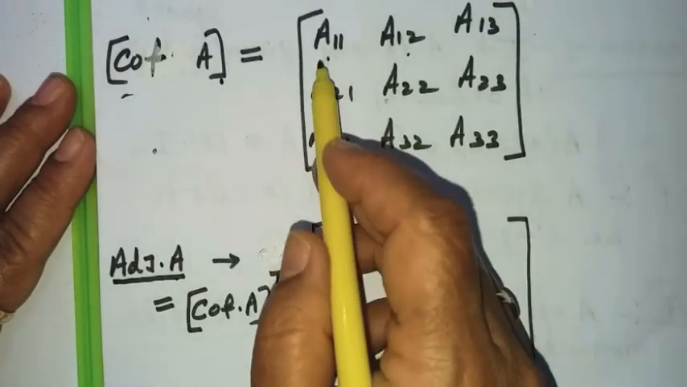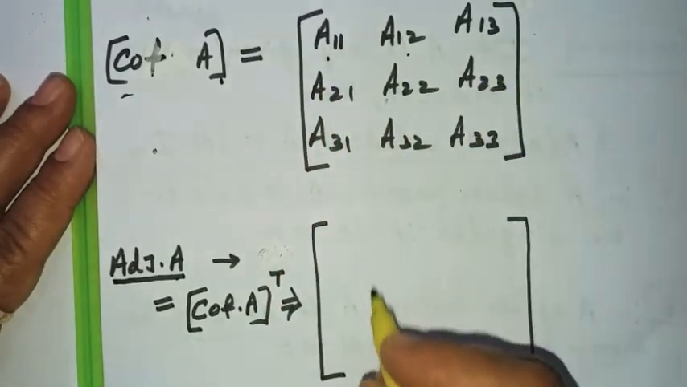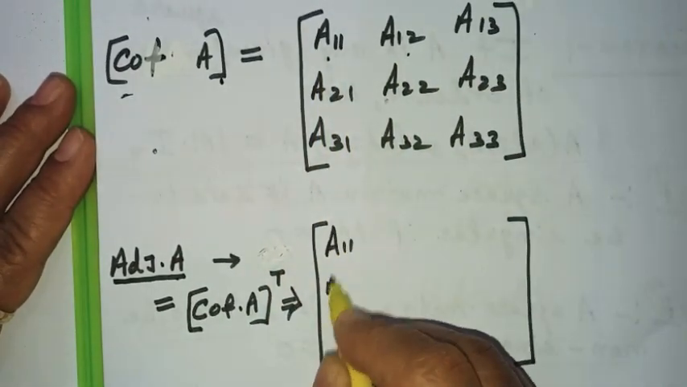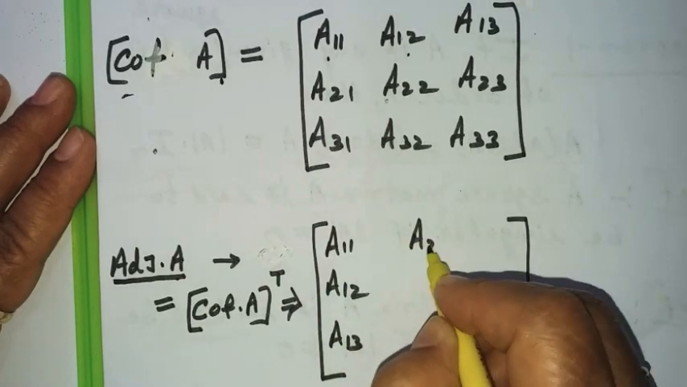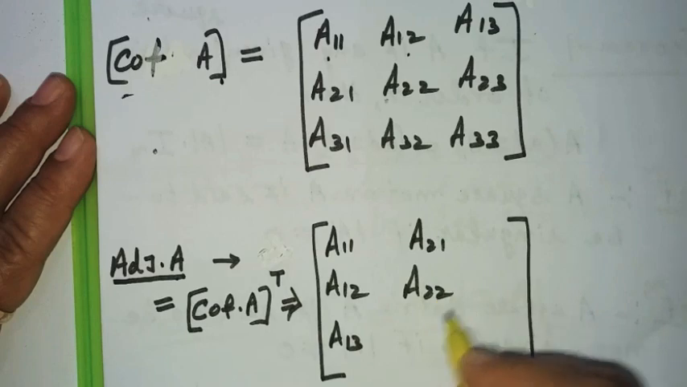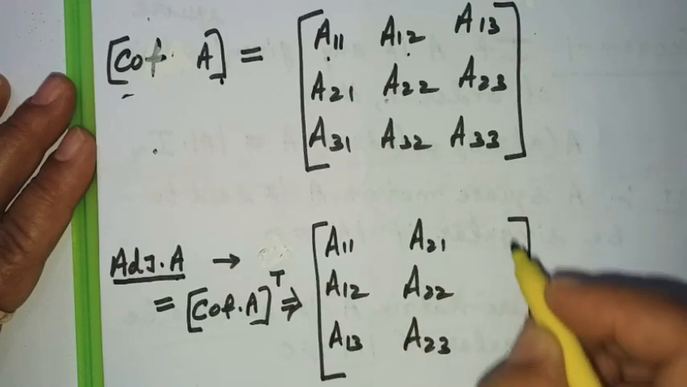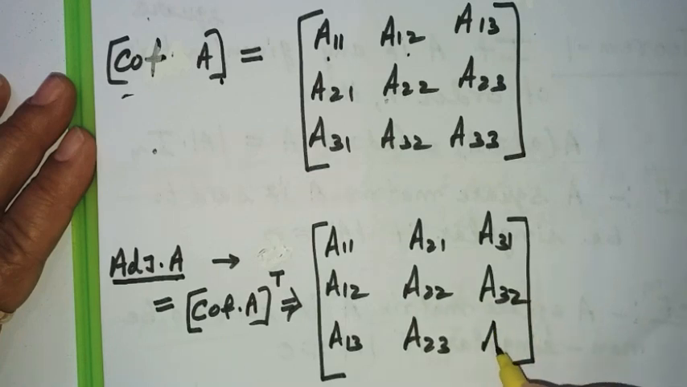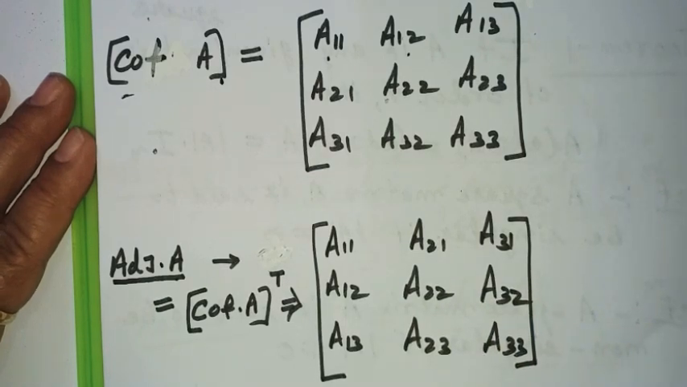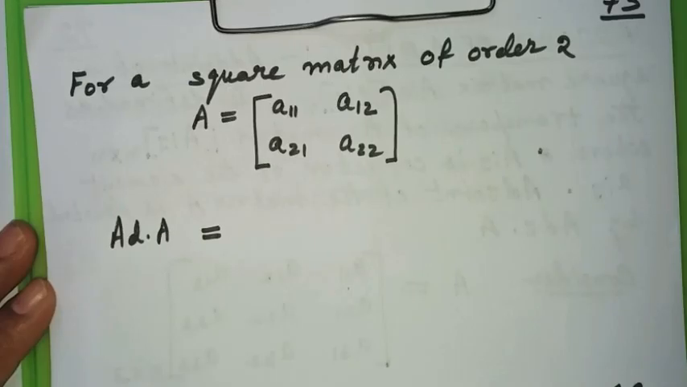So how do I write its transpose? I read the row and write it in a column. So A11, A12, A13, A21, A22, A23, A31, A32, A33. So this is how we find the adjoint of a square matrix A.